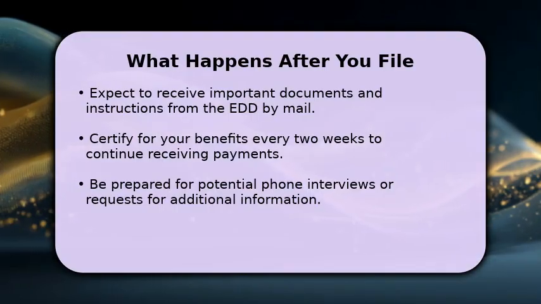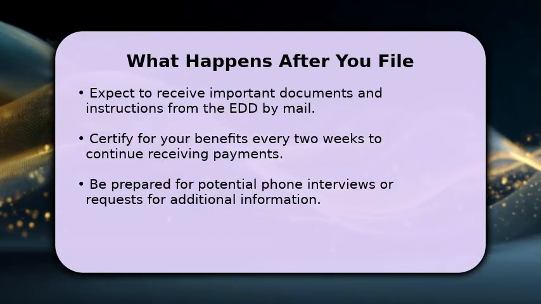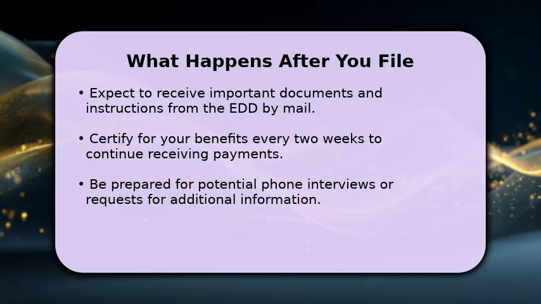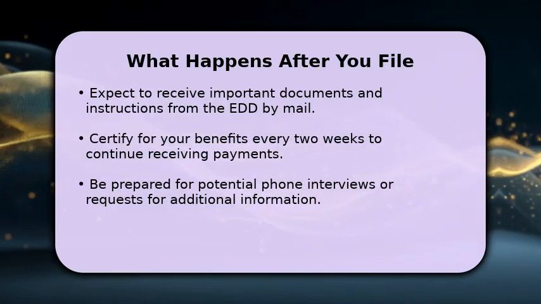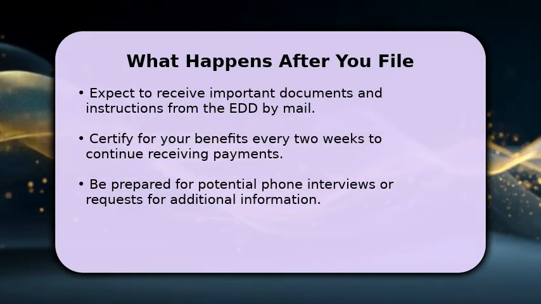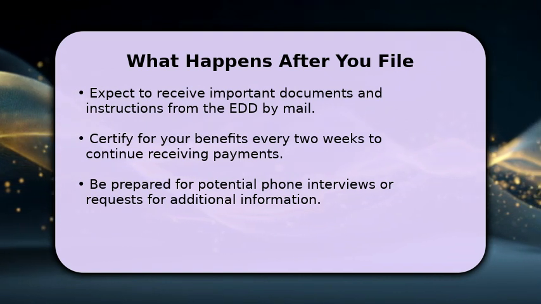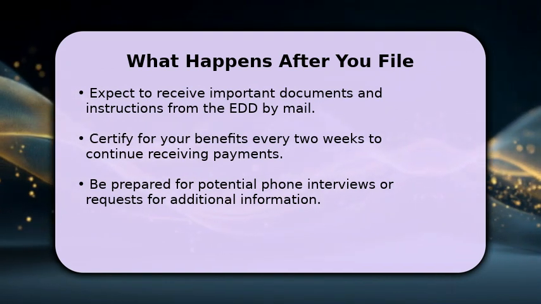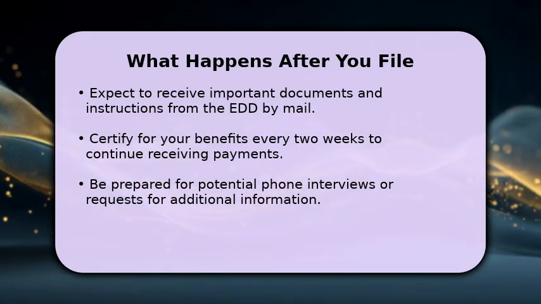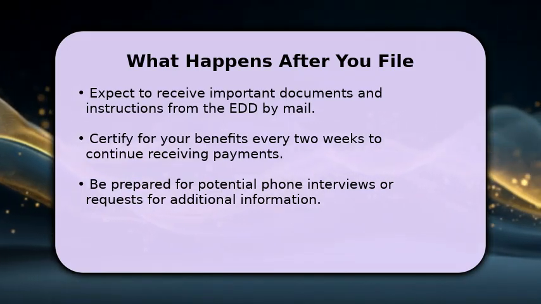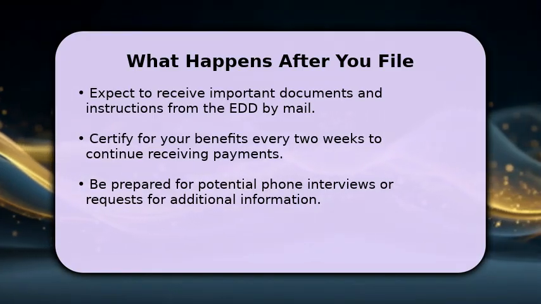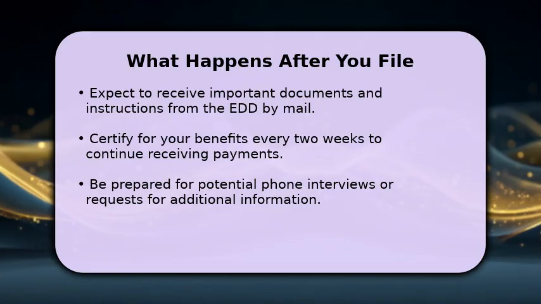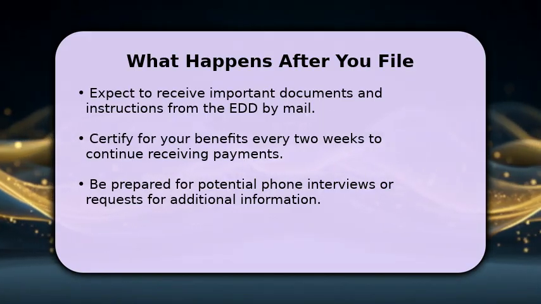After successfully submitting your online application, you will receive important documents and instructions from the EDD by mail within about 10 business days. It is crucial to certify for your benefits every 2 weeks to continue receiving payments. This can often be done online. Be prepared for potential phone interviews or requests for additional information from the department. Respond promptly to all communications to avoid delays in your benefit processing.